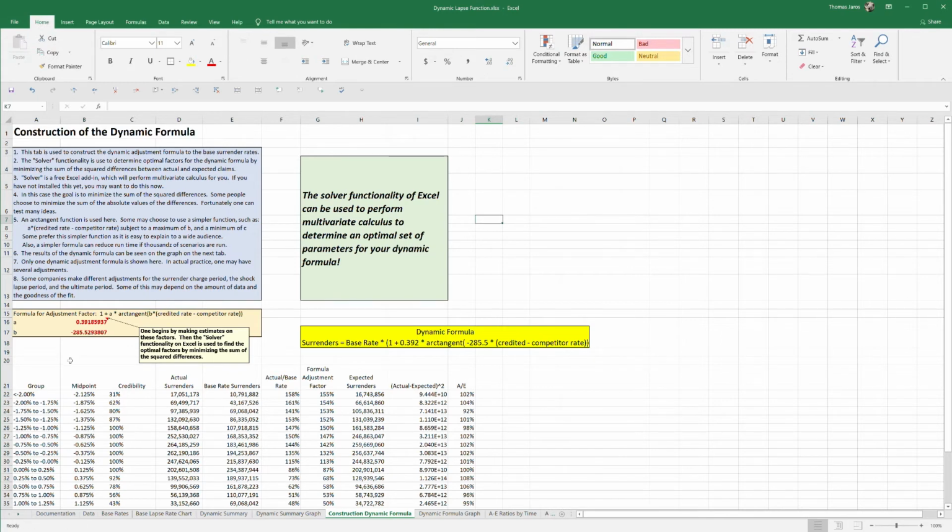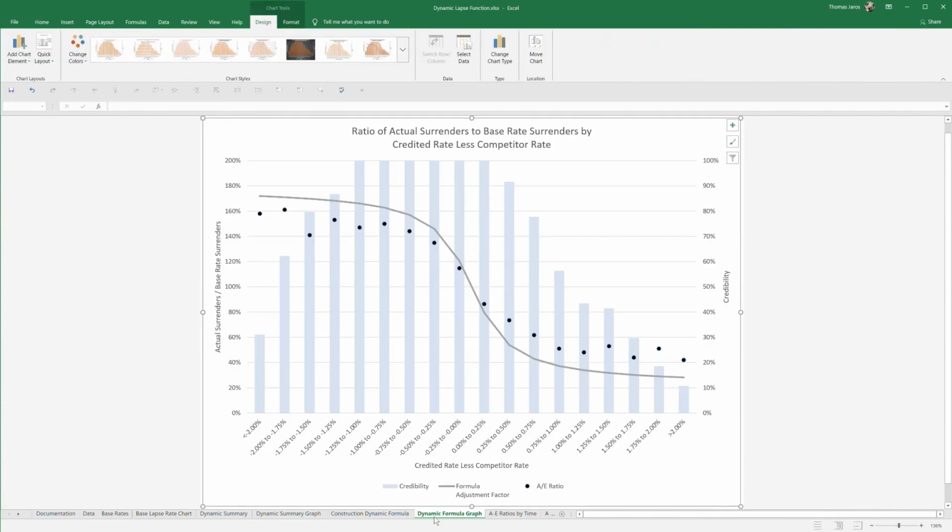And when I do this particular formula, I'm going to need factors A and B. I could put in factors like 0.5 and minus 350. And that would give us an adjustment factor that kind of looks like these A to E ratios. I always like doing the graphs. Okay, there's my adjustment factor formula.